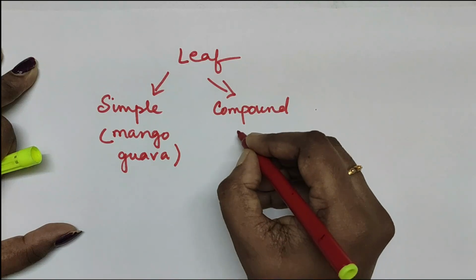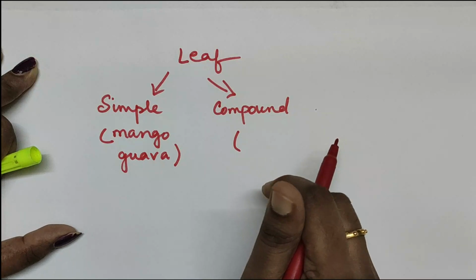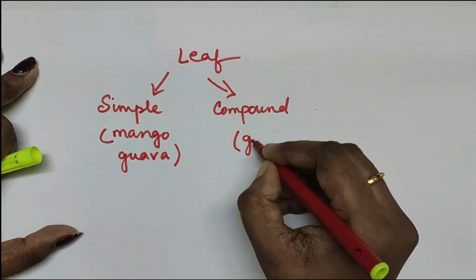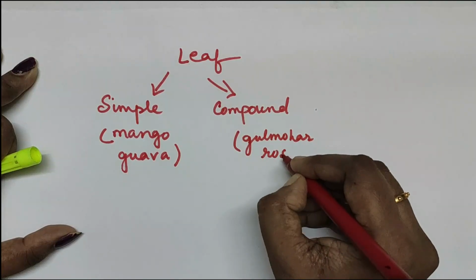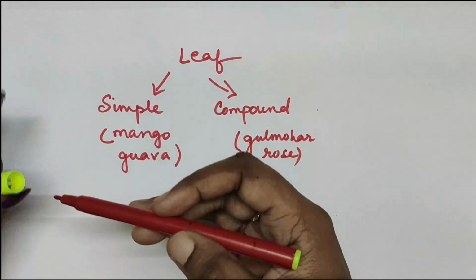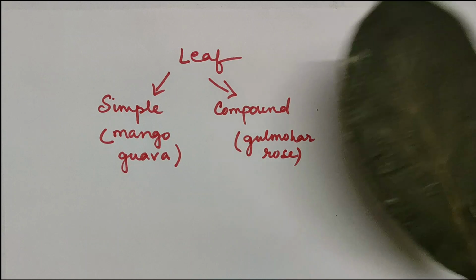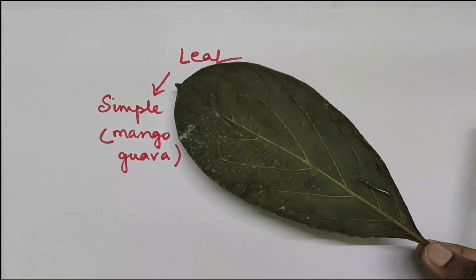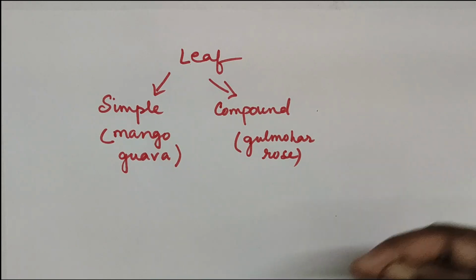Sometimes the leaves are divided into many small distinct parts called leaflets, like in gulmohar, rose, etc. So, what is a simple leaf? A simple leaf has a single leaf blade. This is an example of a simple leaf. It has an axillary bud, and sometimes you can also see some incisions.